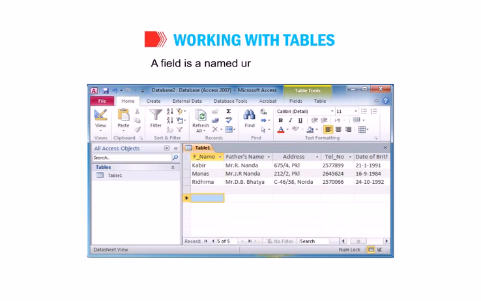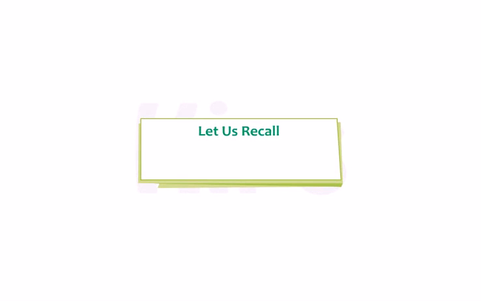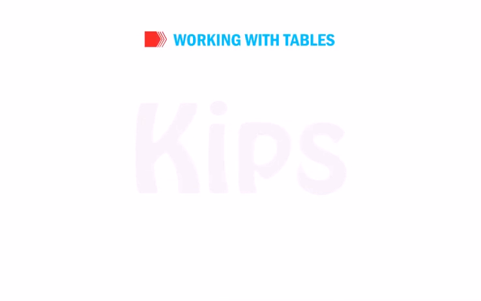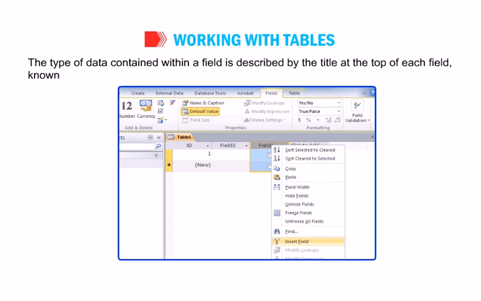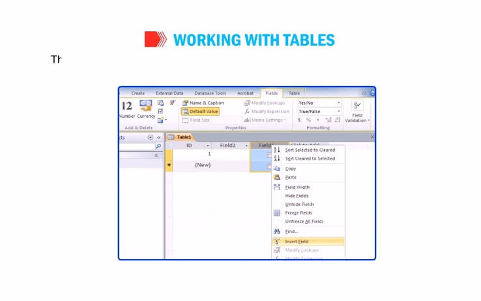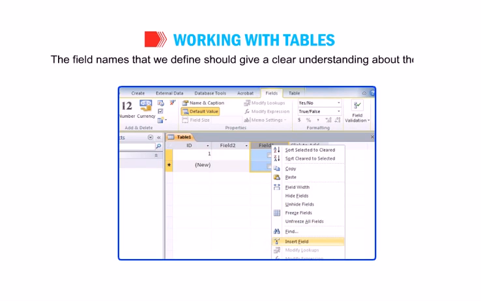A field is a named unit of information. It stores one type of information about all the objects or items. Students, before we move further, can you just let me know what is a relational database? Each field has a data type that determines the type of values that can be stored under it. The type of data contained within a field is described by the title at the top of each field, known as field names. The field names that we define should give a clear understanding about their contents.